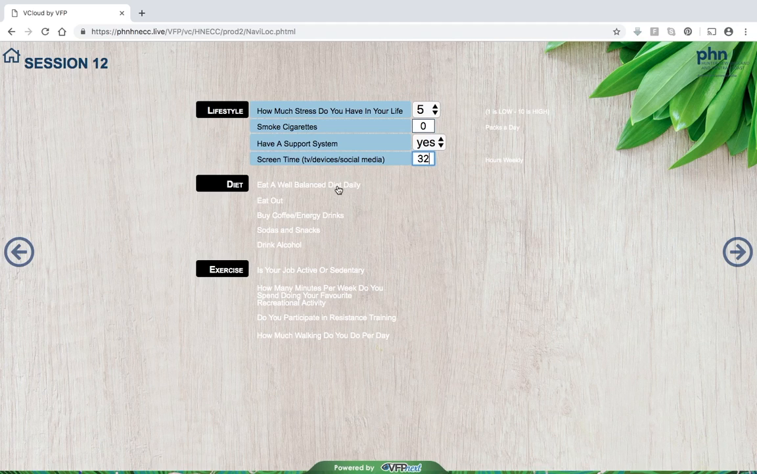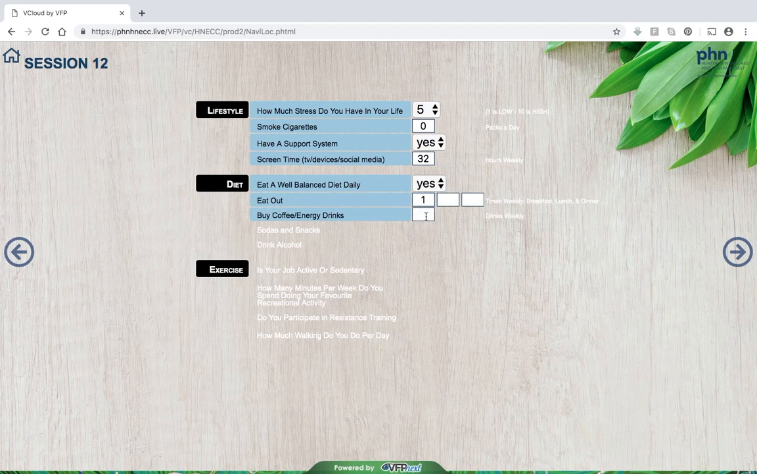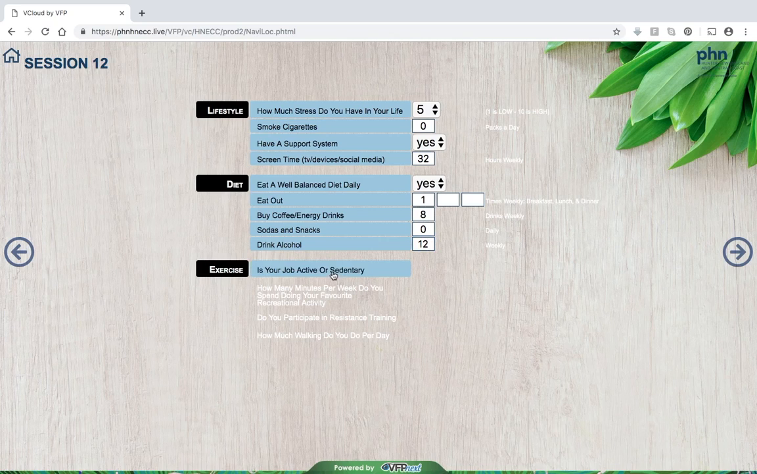Then we move on to a little bit about their diet, if they're eating a well-balanced diet daily, yes or no, how often they're eating out, whether it's buying coffee or energy drinks, sodas or snacks daily, and their alcohol consumption. And then a little bit about their exercise.